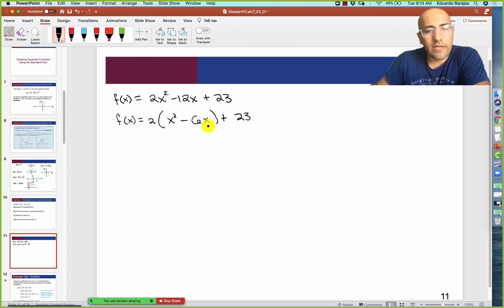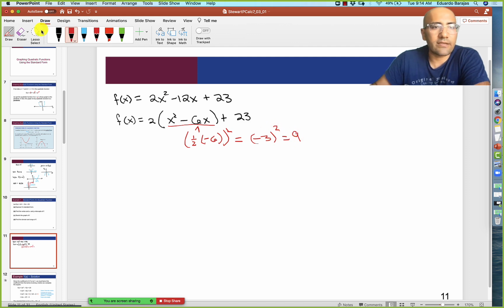Okay, so now we're going to focus our work on just this part inside the parentheses. We're going to complete the square. Remember, the process for completing the square was to add and subtract the perfect number to make it a perfect square trinomial. And the formula for that is to do half this number and square it. So that will be negative 3 squared, which gives you a 9. So 9 is the perfect value to add and subtract to this.